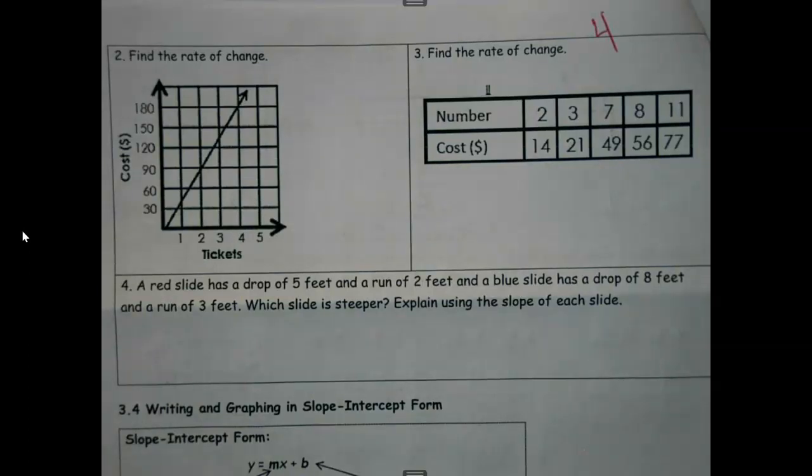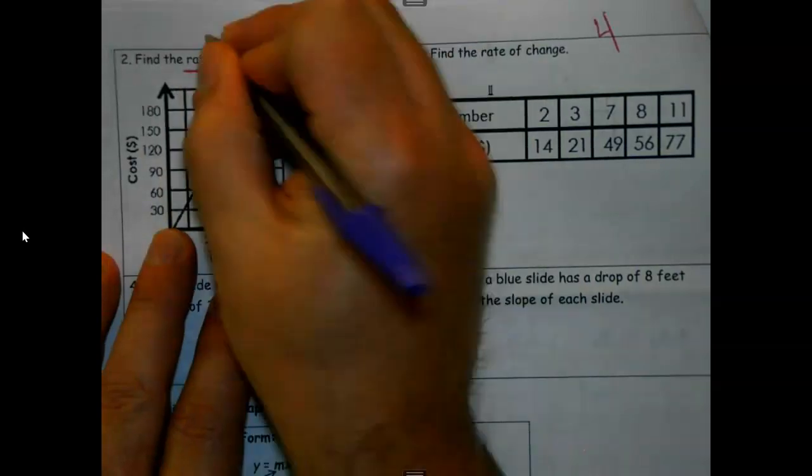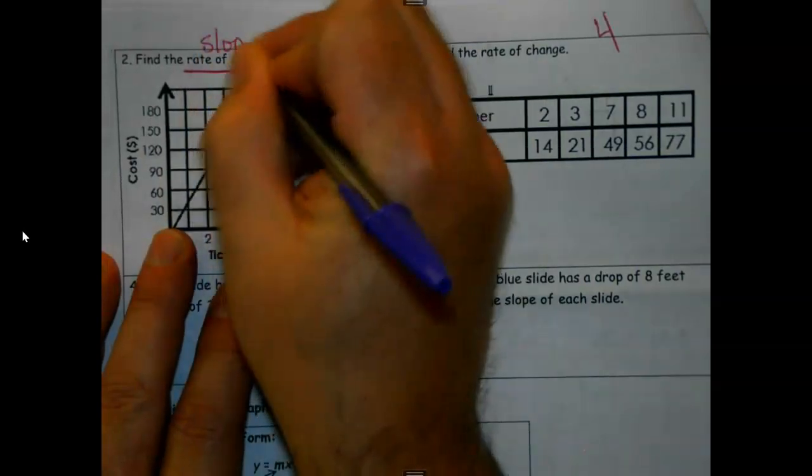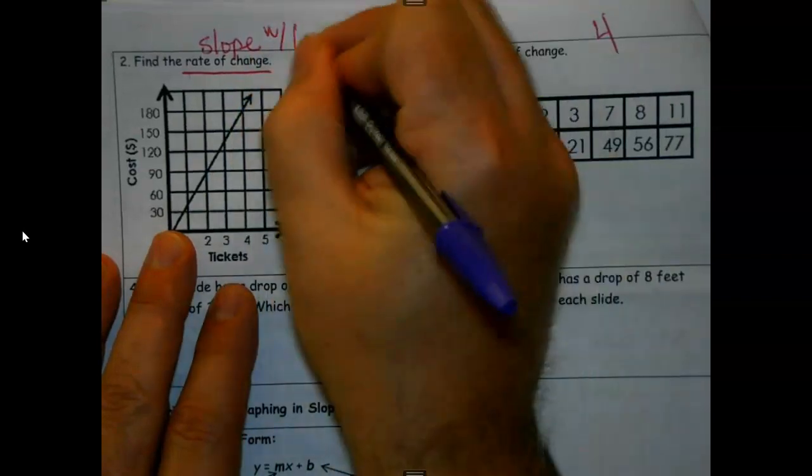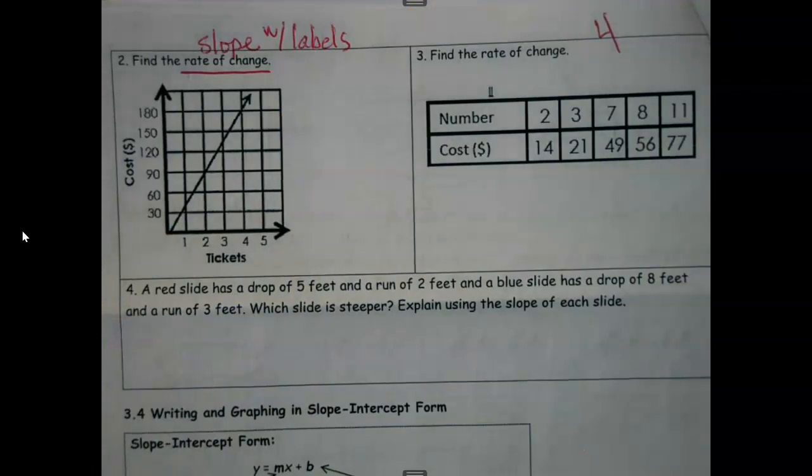Again, rate of change is just a fancy way of saying find the slope with labels. Okay? We're not just going to put like 3 over 1 or 6 over 1. We're actually going to put words with it. But the words are going to be right on the graph.